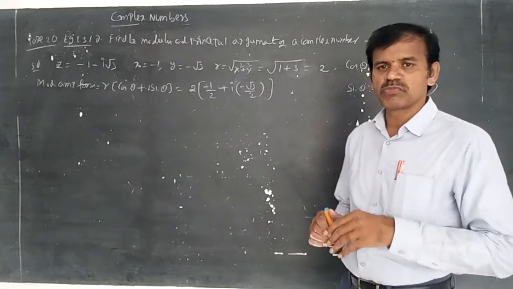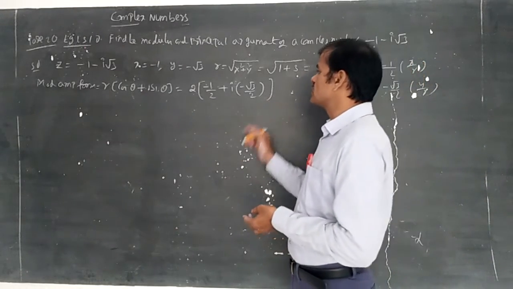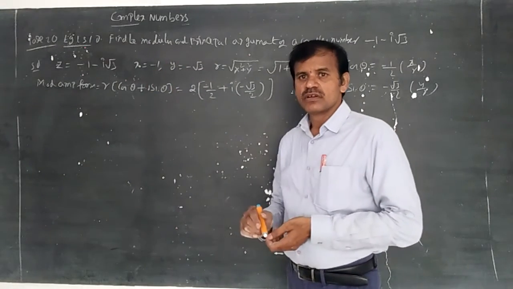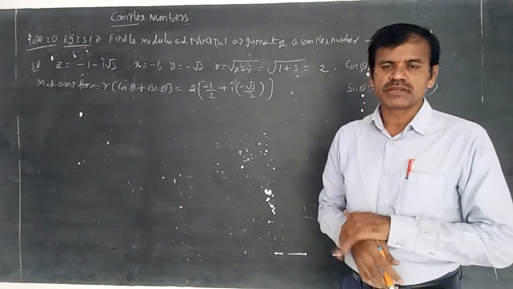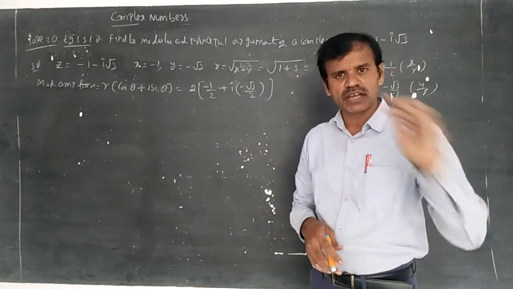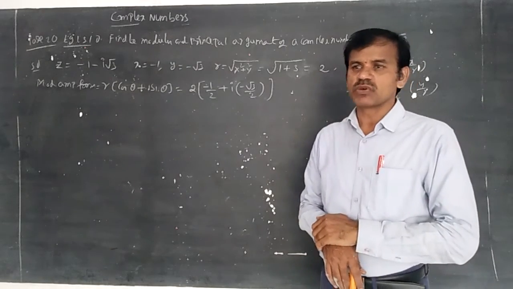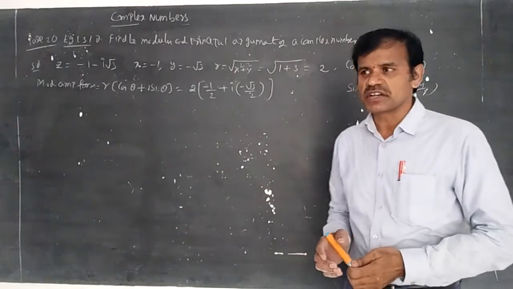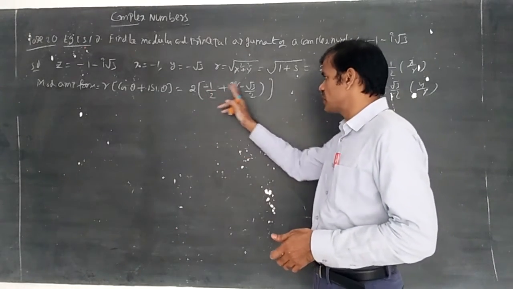So for the simple argument, if you are writing theta is equal to tan inverse y by x, it becomes simply theta is equal to tan inverse root 3. So tan inverse root 3 means pi by 3. So it is alpha, not theta. That is why you forget about the theta is equal to tan inverse y by x formula. 100% you should concentrate on this one and this one.